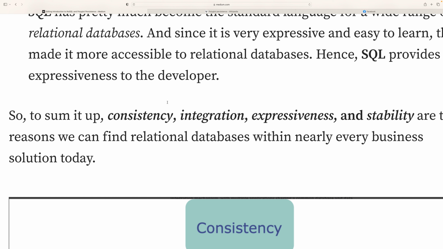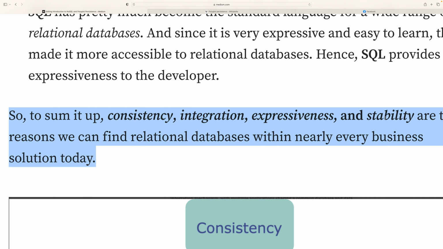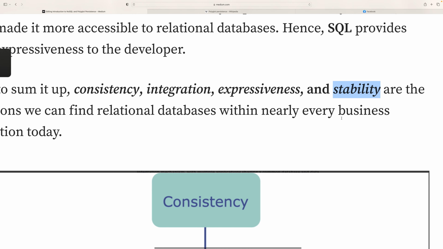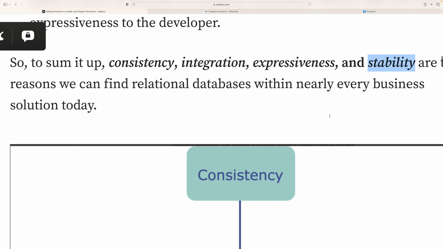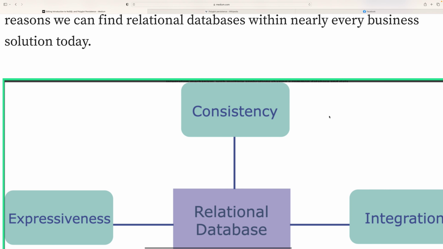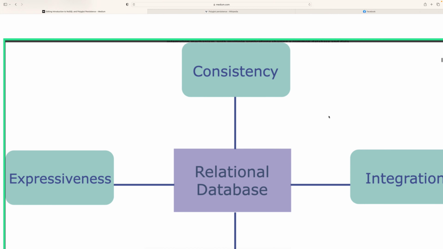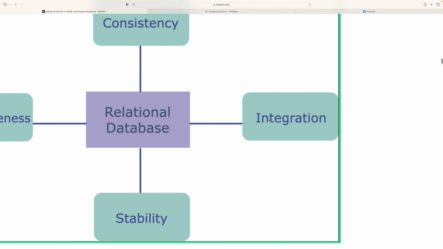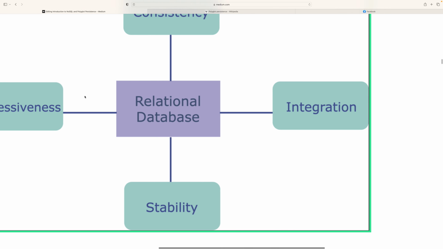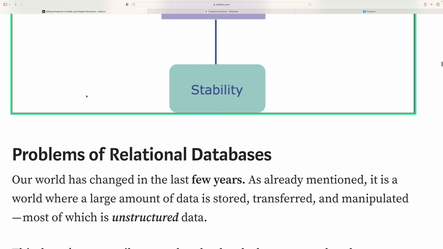To sum up, why relational databases are very popular: consistency, as I talked about, integration, expressiveness, and stability. These are the reasons we can find relational databases within nearly every business solution. So this is mainly the core of the relational database: consistency, integration, stability, and expressiveness.